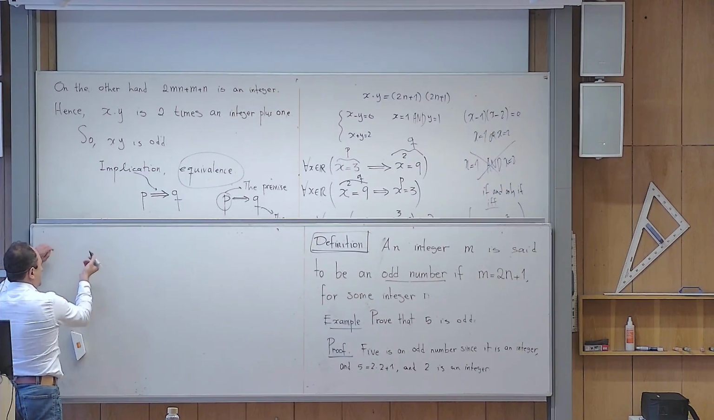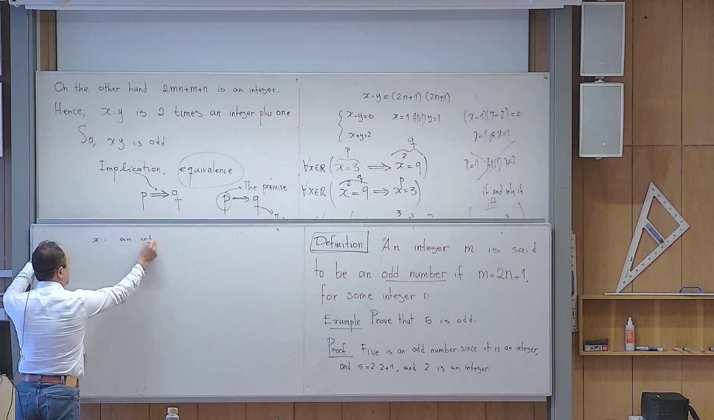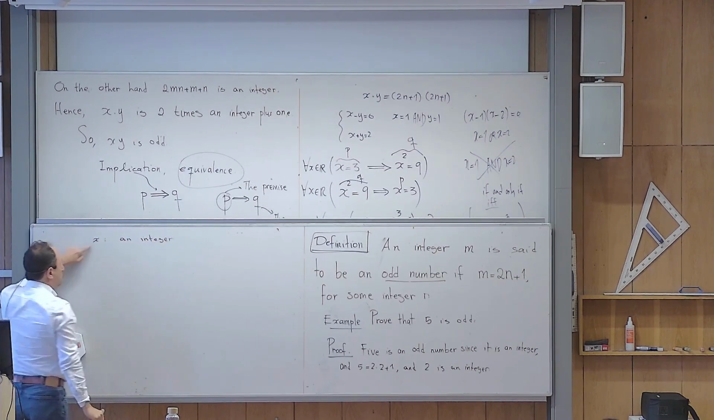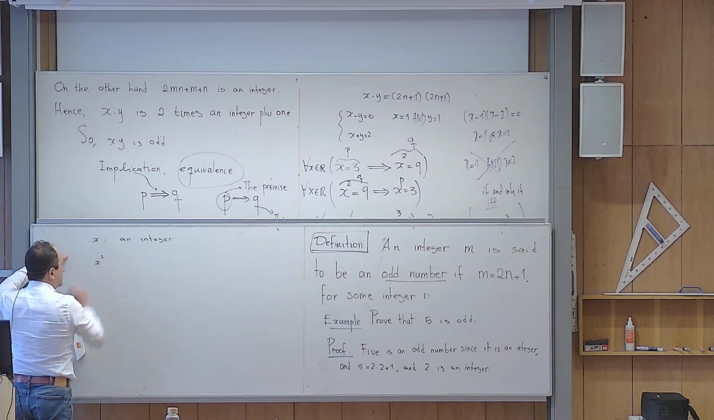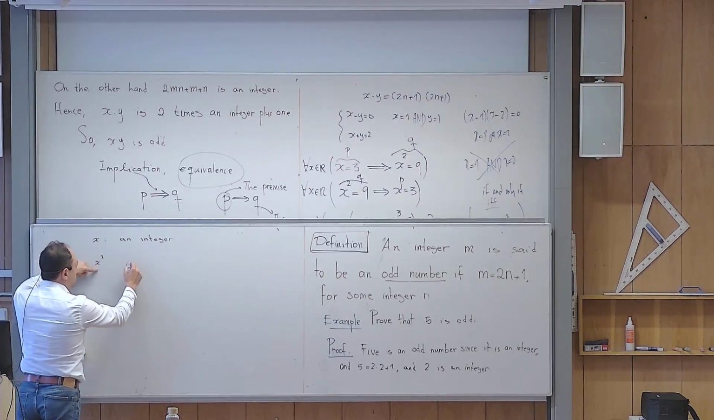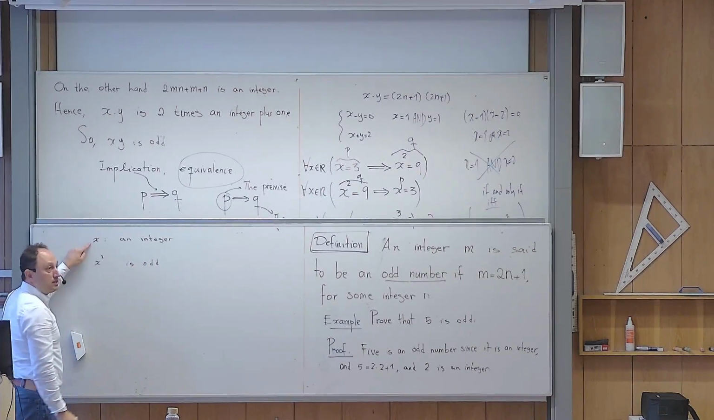So this is what I'm saying. X is an integer, yes? I don't know if this is odd or even, but I know something. I told you x squared is odd. You are claiming that x is also odd, so you have to prove it.